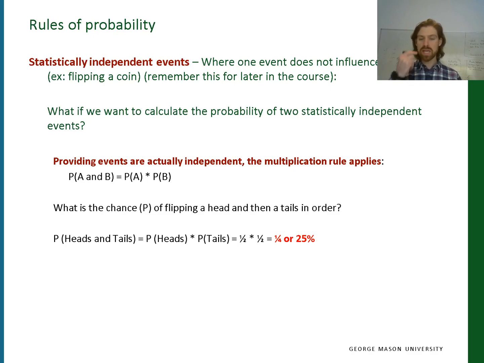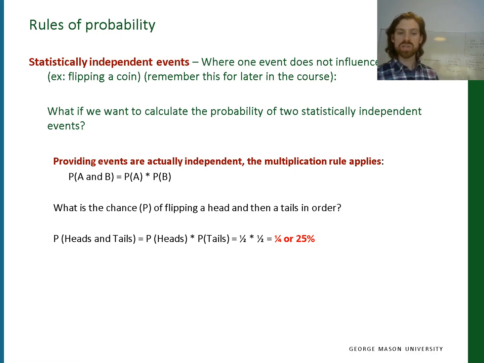So if we want to calculate the probability of 2 statistically independent events, we need to firstly ensure that they are independent, and if they are, then we can use the multiplication rule. The probability of A and B occurring together is the probability of A multiplied by the probability of B.